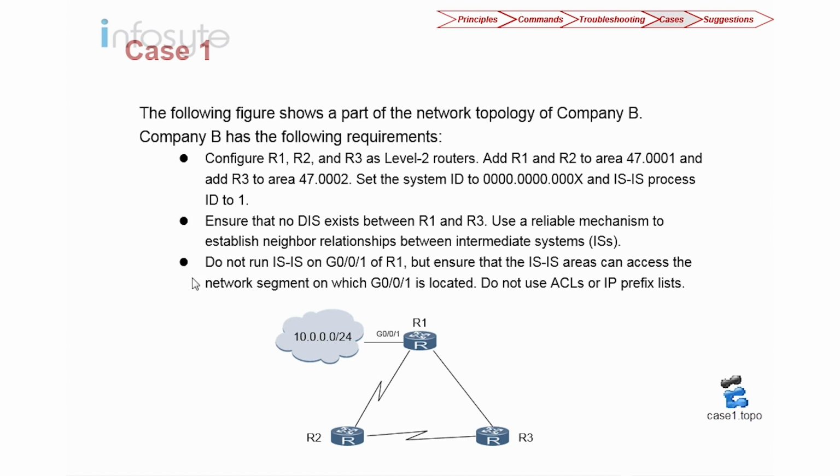And finally, the requirement is do not run ISIS on interface gate 001. So gate 001 is attached to this network, but ensure the ISIS area can access the network segment on which gate 001 is located. Do not use ACL and IP prefix. And for you to do that, we have to use what we call the import route. Okay, so let's look into the solution.